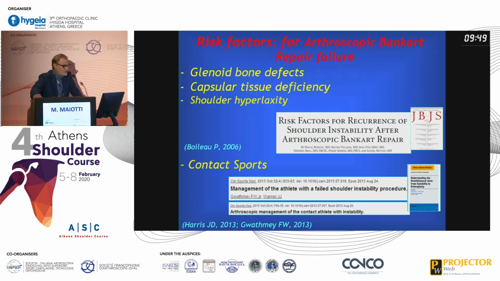So, just a little introduction. The risk factors for arthroscopic Bankart repair failure are glenoid bone defects, big glenoid bone defects, capsule tissue deficiency, shoulder repair laxity, and contact sports.